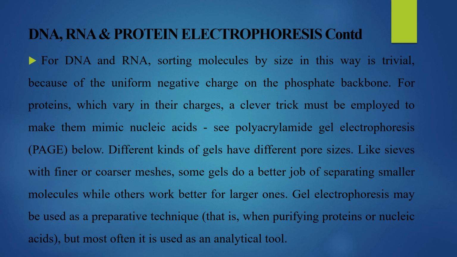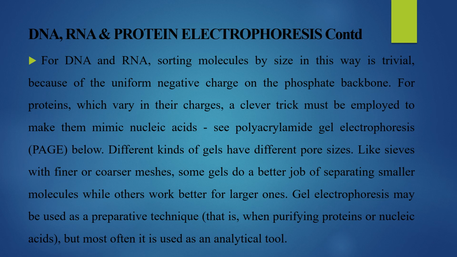Now for DNA and RNA, sorting molecules by size in this manner is trivial because of the uniform negative charge on the phosphate backbone. So when it comes to charge, DNA and RNA have a fixed or the same charge. For proteins, which vary in their charges, a clever trick must be employed to make them mimic nucleic acids. Now we're talking about polyacrylamide gel electrophoresis later. So for proteins, the charges vary.